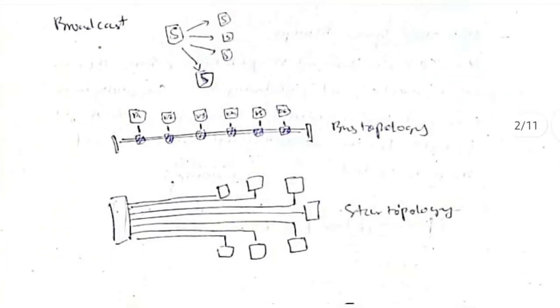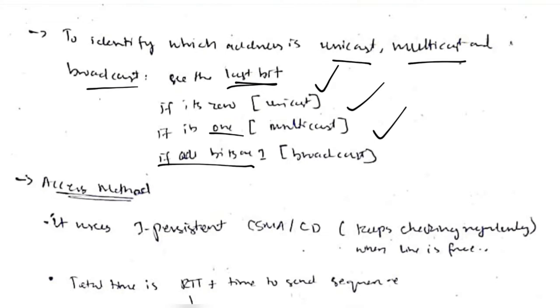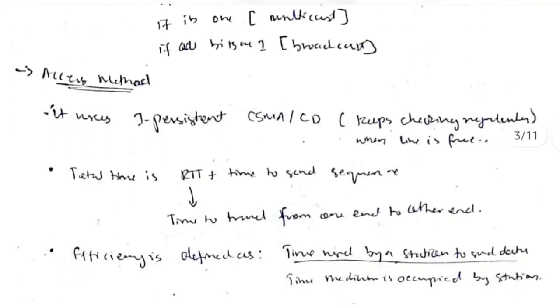To implement Ethernet, we use 2 topologies: bus topology and star topology. To identify whether an address is unicast, multicast, or broadcast, we look at the last bit. If it's 0, it's unicast; if it's 1, it's multicast; if all the bits are 1, it's broadcast. It uses the one-persistent method. As we learned in the previous module, one-persistent means the source keeps checking the channel, and when it becomes free, it sends the data. So it uses the CSMA/CD technique.